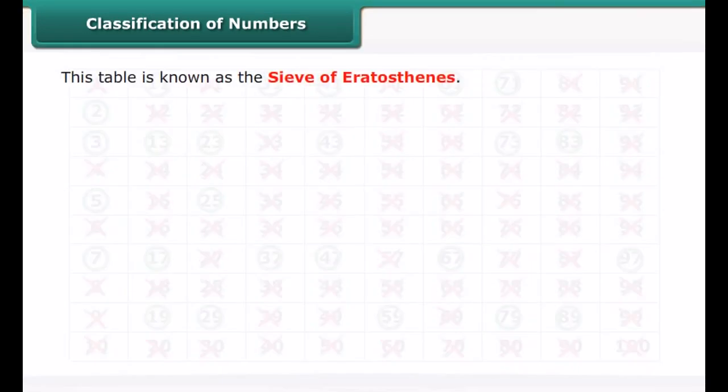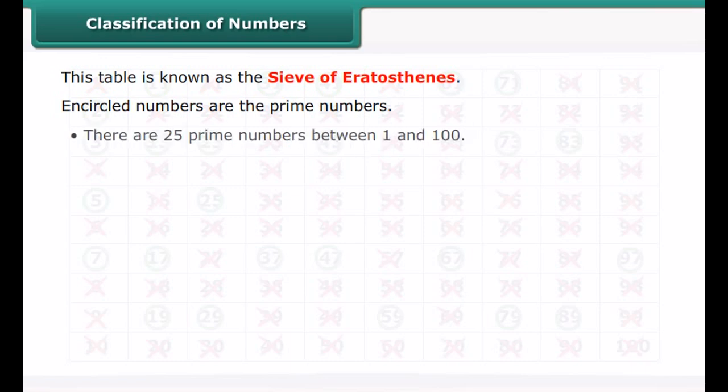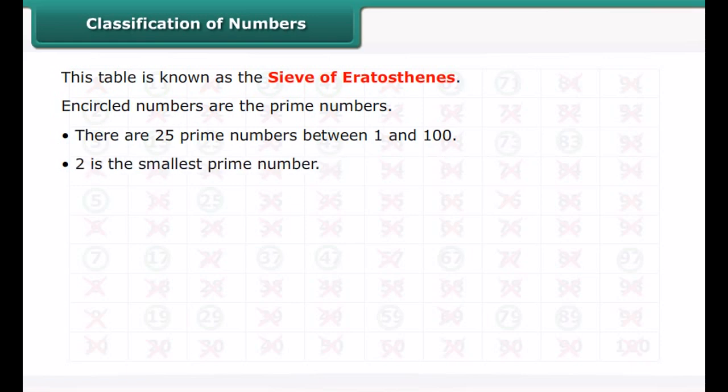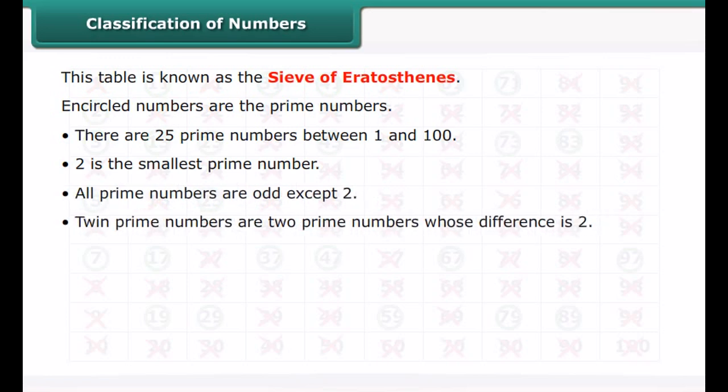This table is known as the sieve of Eratosthenes. The encircled numbers are prime numbers. There are 25 prime numbers between 1 and 100. 2 is the smallest prime number. All prime numbers are odd except 2. Twin prime numbers are two prime numbers whose difference is 2.